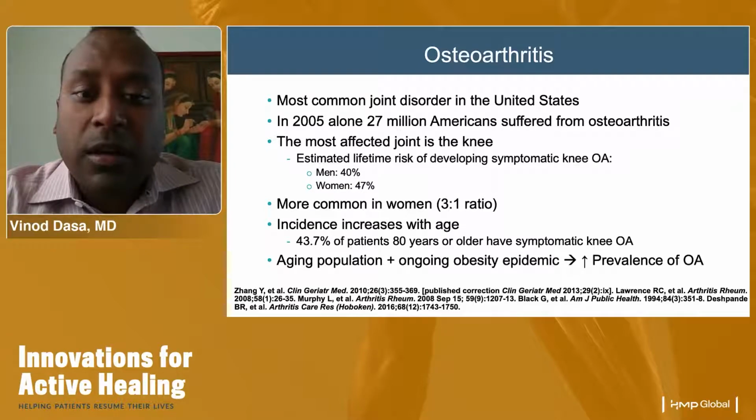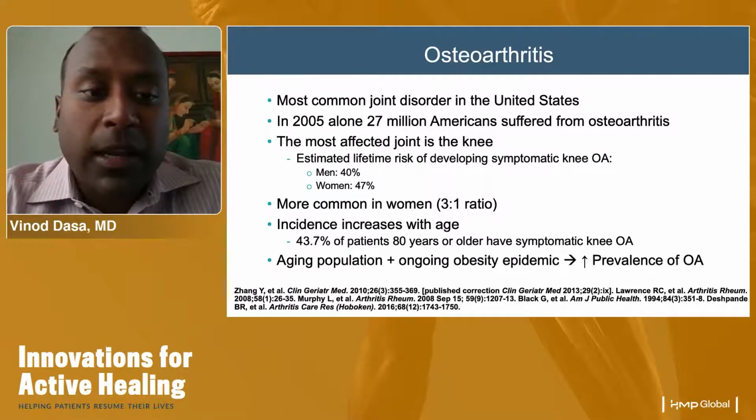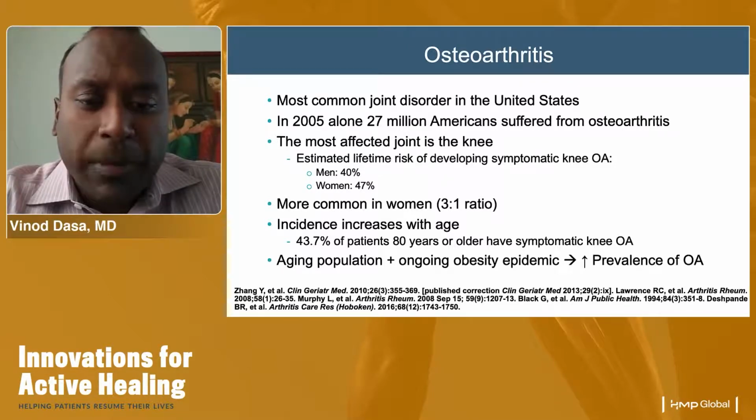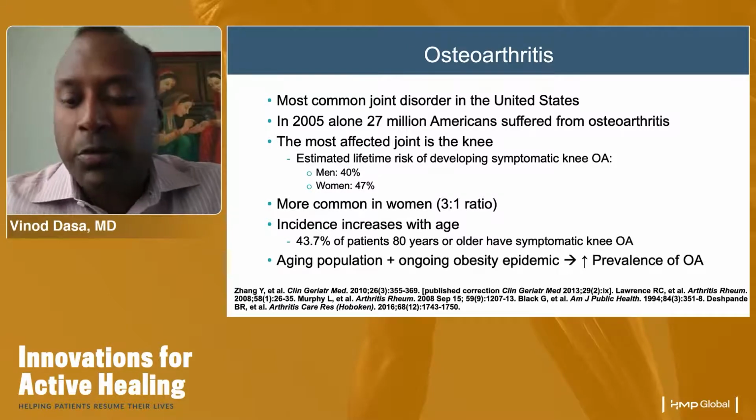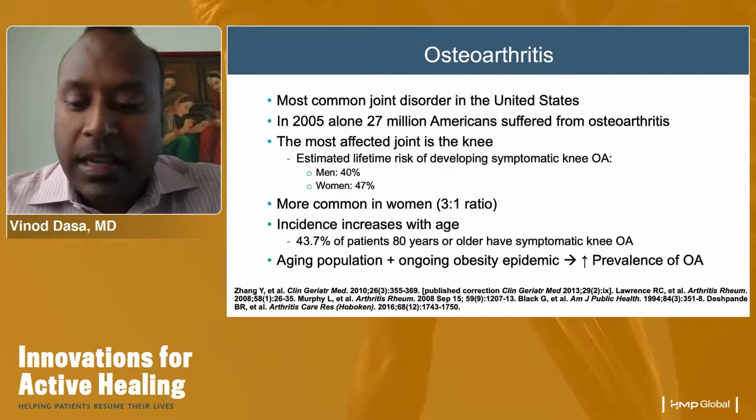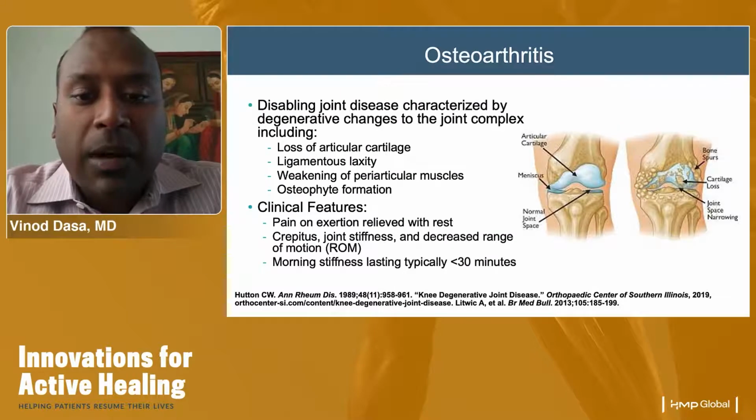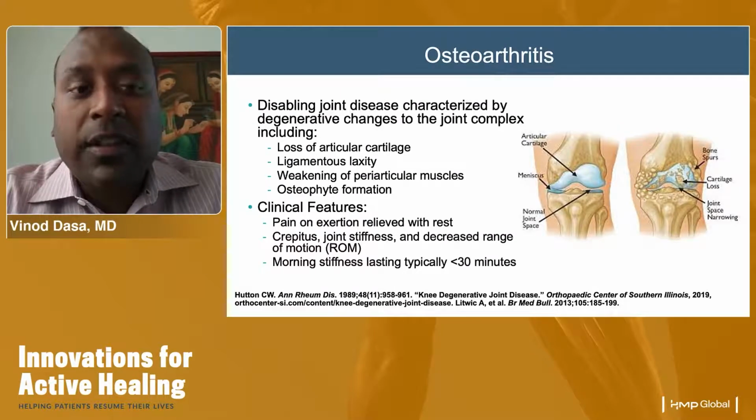In 2005, 27 million Americans suffered from OA. You can see the gender demographics here. It's more common in women. And obviously, as you get older, we would expect OA to worsen and become more commonplace. So osteoarthritis is the loss of articular cartilage within the knee.